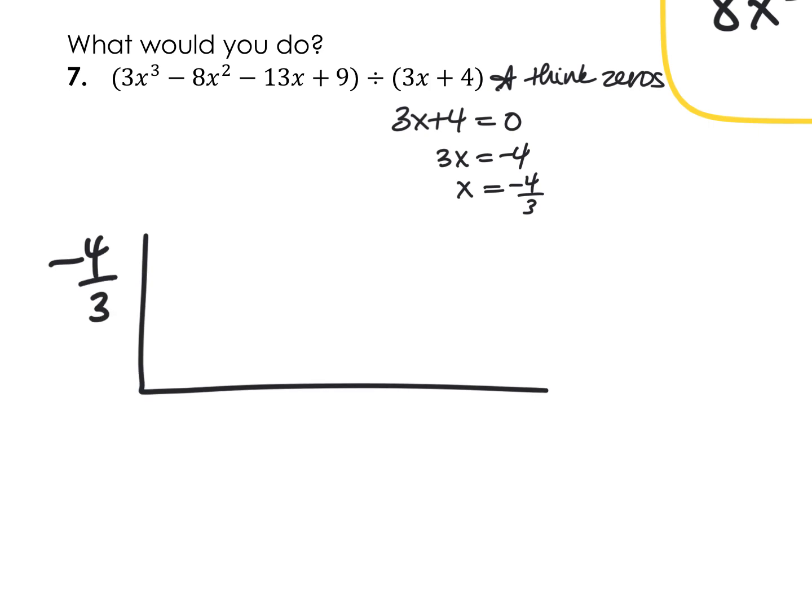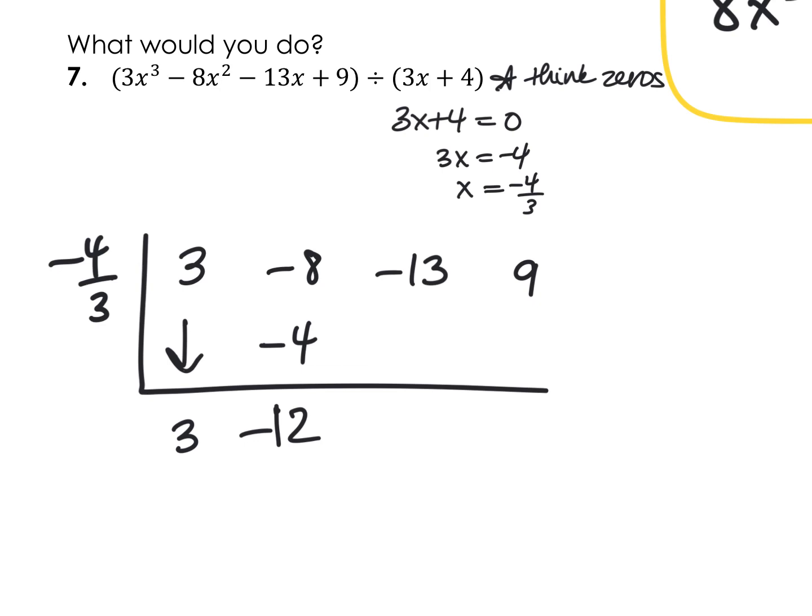And then fill in your coefficients. There's nothing missing, so no zeros. 3, -8, -13, 9. Bring this down. If I multiply by -4/3, I get -4. If I add this down, -12 times -4/3 is positive 16. Add that up, you get 3. Multiply by -4/3, and it's -4, which gets you a remainder of 5.